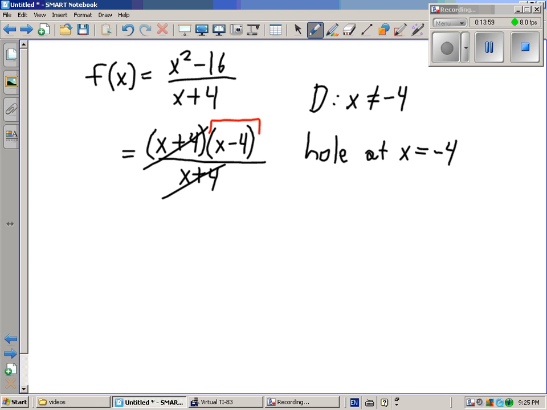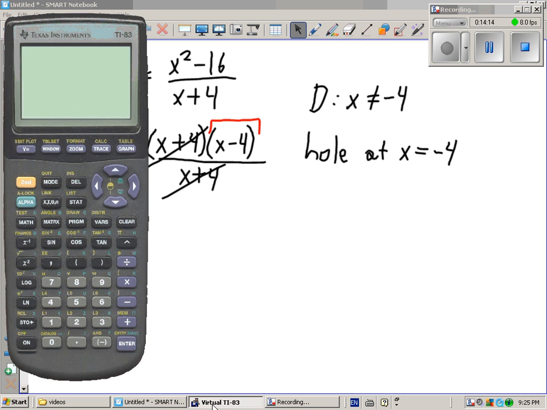What's left is this x minus 4. If we graph that, what we'll get is a line, slope 1, y-intercept negative 4. So if we graph this, what we'd expect is the graph to look kind of like a line, but it's going to have a hole at x is equal to negative 4. So let's test it out.